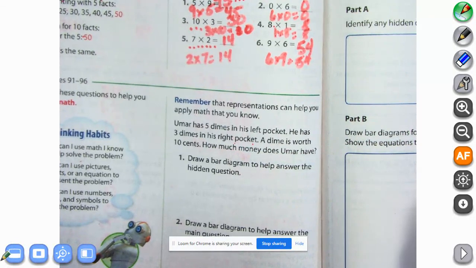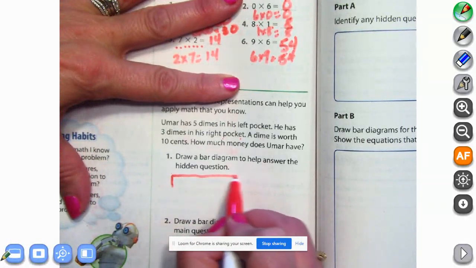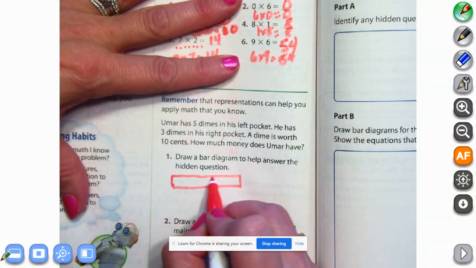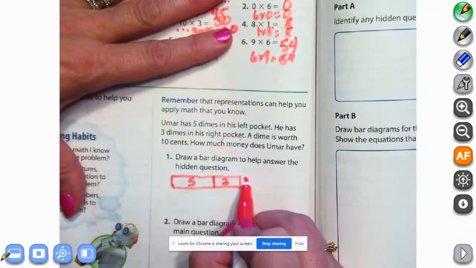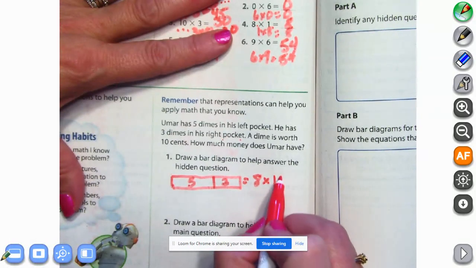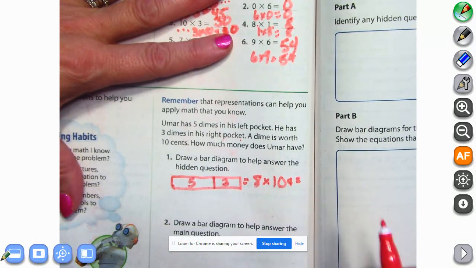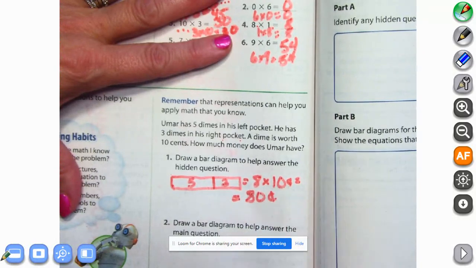So it says, draw a bar diagram to help answer the hidden question. Okay, so what we know is that a dime is worth 10 cents. We know that he has 5 on this side and 3 on that side. So that means how many dimes does he have? He has 8 dimes. And 8 dimes are worth 10 cents each. So he would have 80 cents.